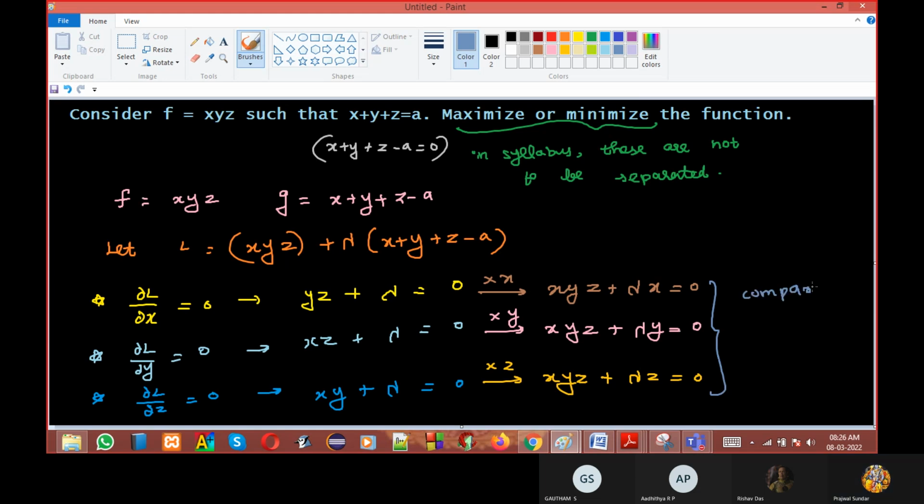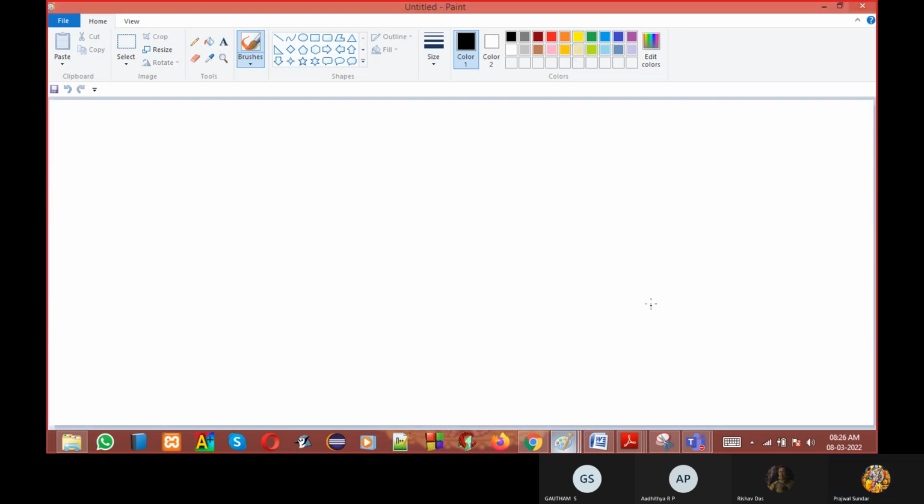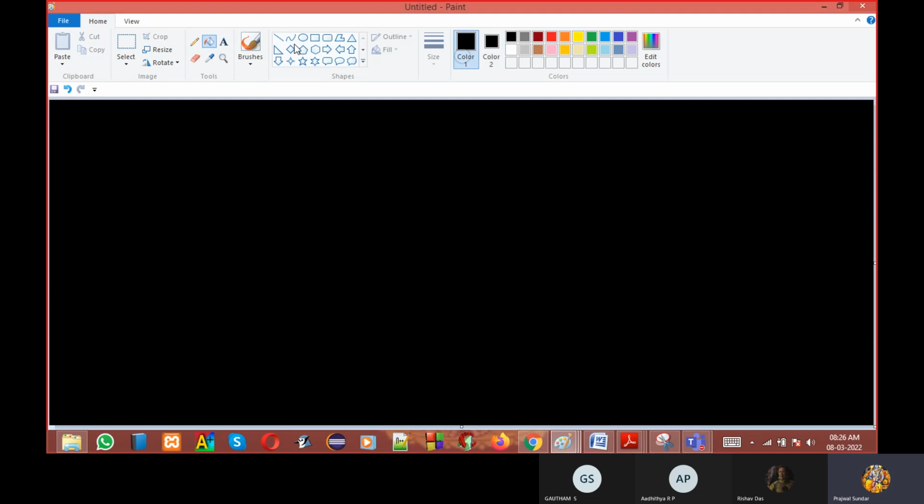Comparing, what you will get? You will get x = y = z. Am I right? Tell me. So x = y = z. Let it be equal to k. So (x, y, z) is now given by (k, k, k).